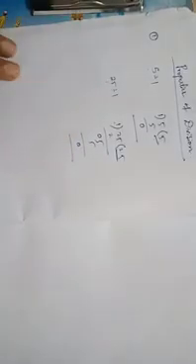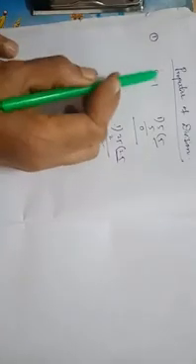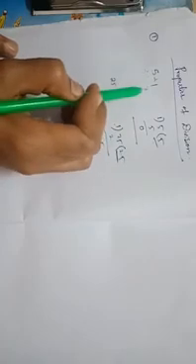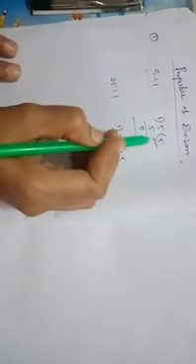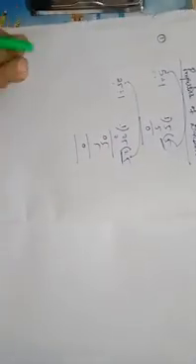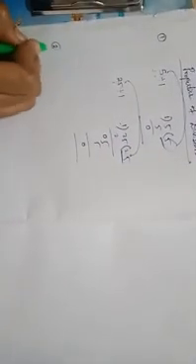So what is the first property? If any number is divided by 1, the quotient is the number itself. Got it, children? If you are dividing any number by 1, then the quotient is the number itself. Okay, children, let us go for the next one.